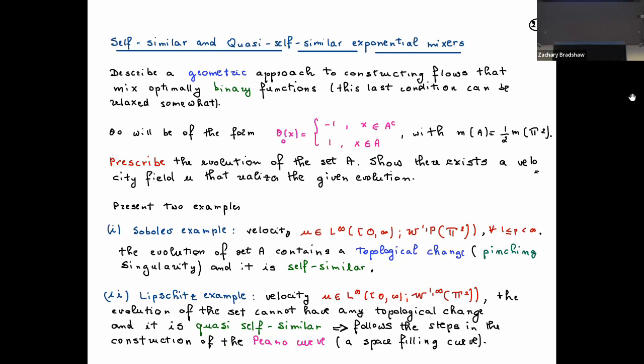It's not self-similar, but it's quasi-self-similar. What I mean by this is that the tracer configuration at later times is obtained from a finite family of configurations. Okay, so it's not an exact replica, but it's close to being an exact replica in some sense. So I will show you some pictures. And the key idea here is that basically we follow the steps of the construction of the Peano curve, which is a space-filling curve. So that's why we get it.